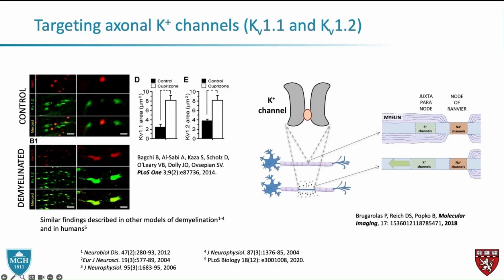So here's a confocal image of neurons in an optic nerve of cuprizone-fed mice. These mice develop severe demyelination. And you can see that on a control mouse, the sodium channels are clustered at the node, and the potassium channels are on the side, shown in green. When you have demyelination, both the sodium channels and the potassium channels spread out. And there's a pretty substantial increase in expression, somewhere between 2 to 10-fold in the demyelinated segment. And this has been shown in almost every model of demyelination and also in humans.